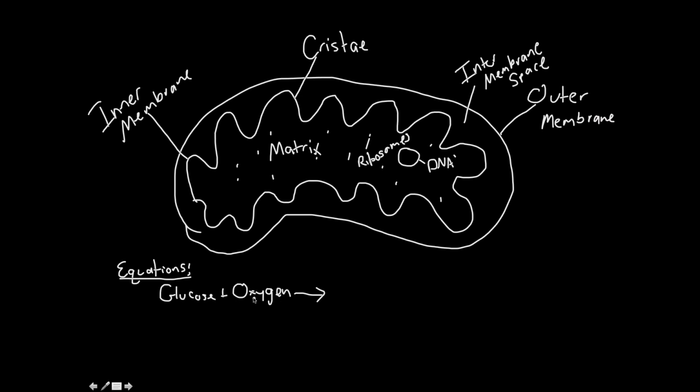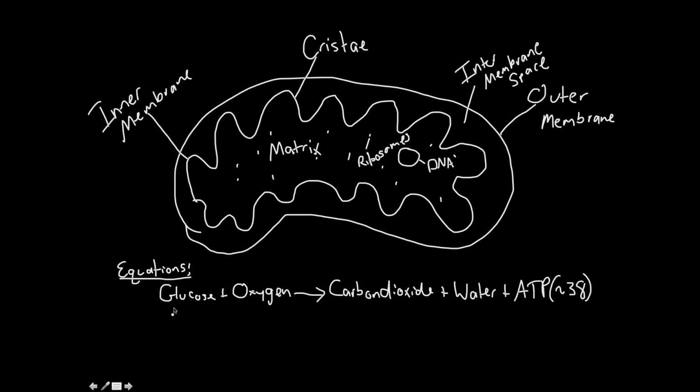So glucose and oxygen will be torn apart and rearranged into carbon dioxide, water, and ATP energy. In that process, energy is released from glucose and put into ATP. And under ideal conditions, you're looking at approximately 38 ATP. So here's our word equation.